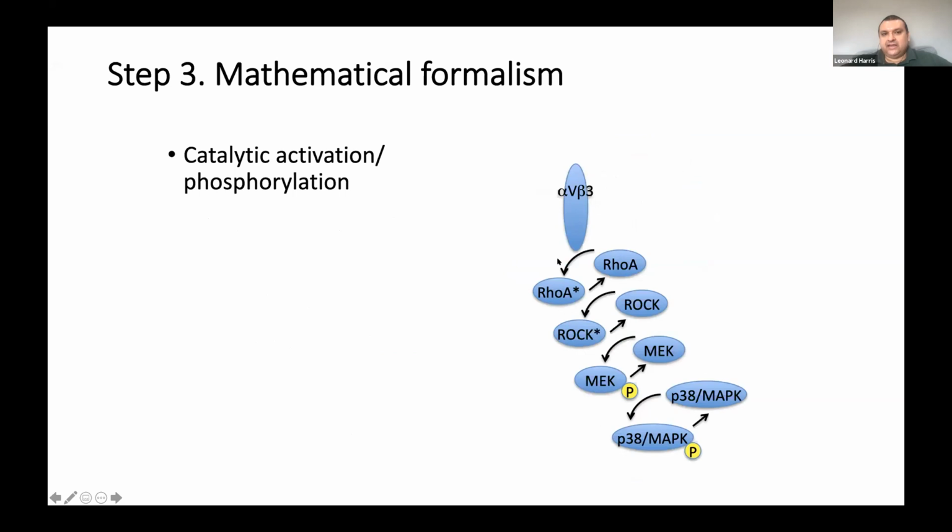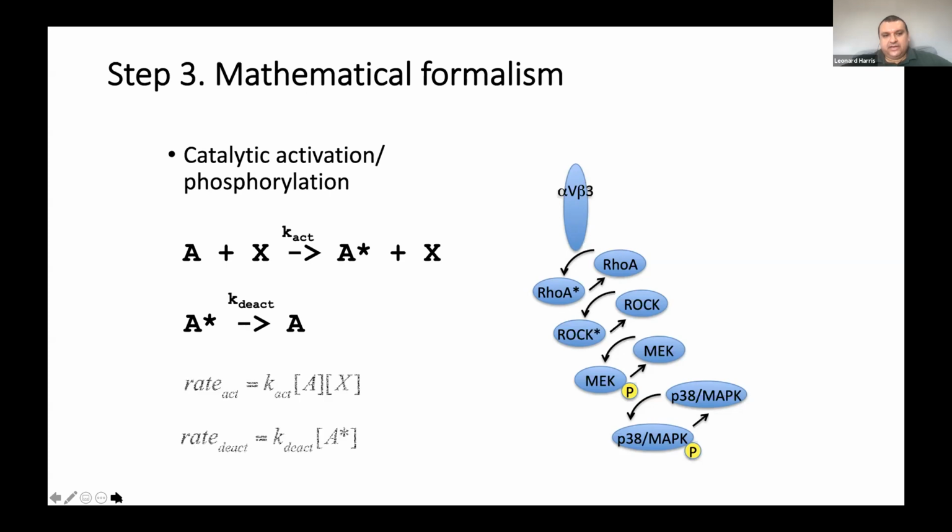For this catalytic activation and phosphorylation cascade, we model it in a very simple way. We just say that we've got one of these proteins, for example, Rho A, that interacts with some, say, catalyst X. For Rho A, it would be the integrin. And just by interacting with it, it activates it, turns it into some other form, A star, or maybe in this case, MECP. And then it can also deactivate in a simple way. And so again, we use simple mass action kinetics to do that.